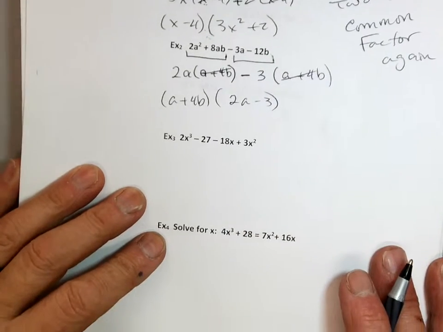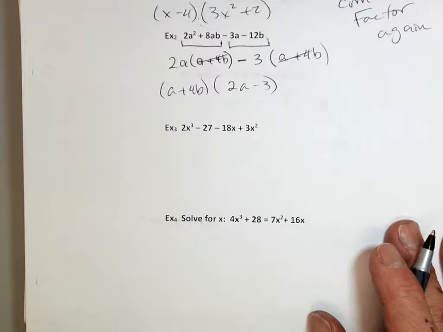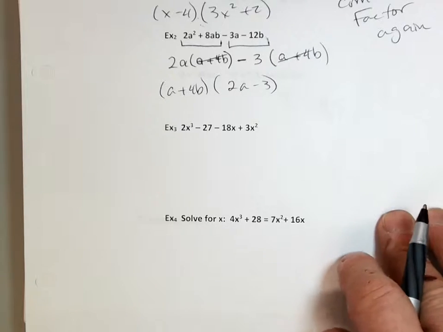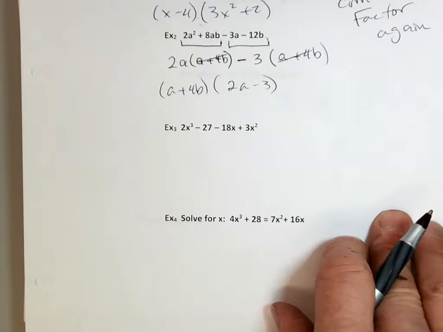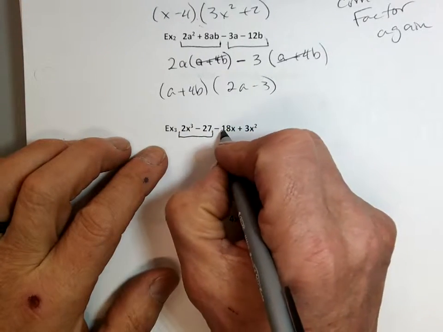Okay, example 3. Four terms, pair them up. Does that make sense? When you see four terms, do it by grouping. It's called factoring by grouping, okay? So pair them up. These two and these two, okay?